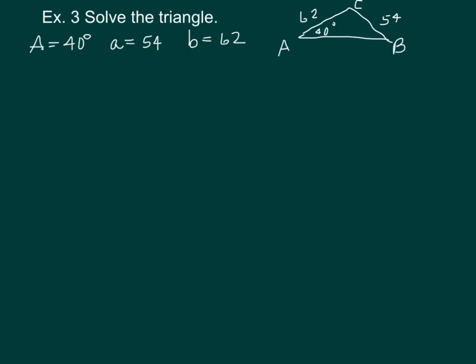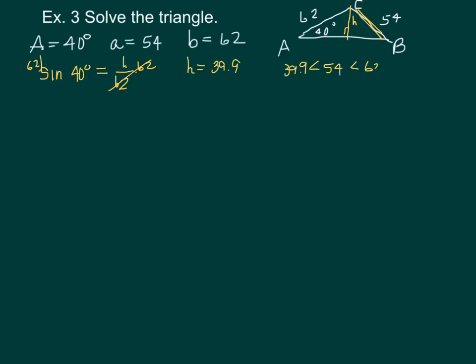In example 3, we're given that angle A is 40 degrees, little a is 54, and b is 62. So I'm going to find my altitude by doing sine 40 is equal to opposite over hypotenuse. And so multiplying both sides by 62, I'm going to get my altitude is 39.9.